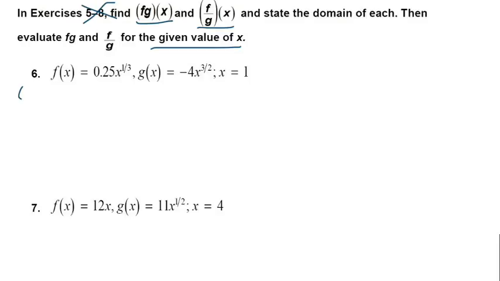So let's start here. fg of x. If I want to multiply the two of them together, I'm going to take the f function, which in this case is 0.25 x to the 1/3, and then I'm going to multiply it by negative 4 x to the 3 halves. Okay. Now the coefficients multiply, 0.25 times 4. Again, we'll write it all out. f times g of x equals, multiply your coefficients, gives you a negative 1.